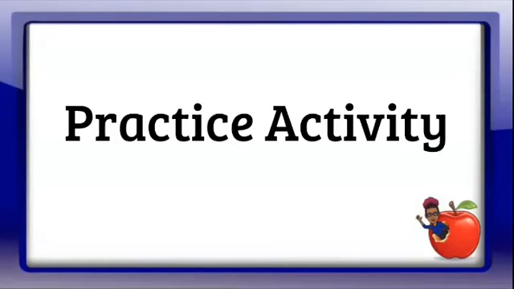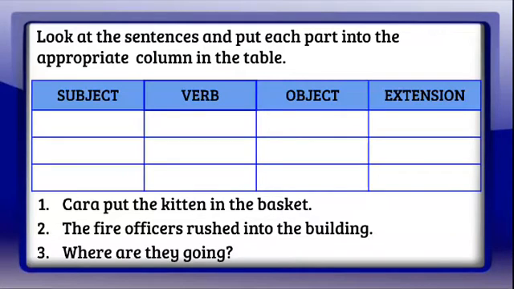So let's go straight into our practice activity. Now look at the sentences and put each part into the appropriate column in the table. Now our table is divided into our subject, verb, object, and extension. Our sentences: Kara put the kitten in the basket. The 5 officers rushed into the building. And 3, where are they going? So these 3 sentences we need to analyze into their various parts: subject, verb, object, extension.